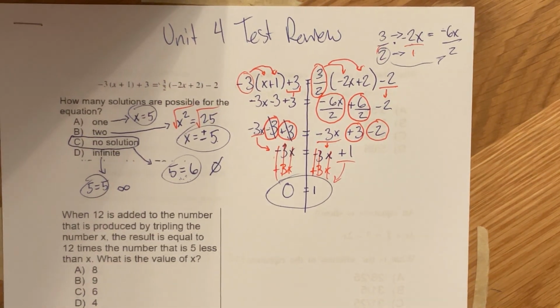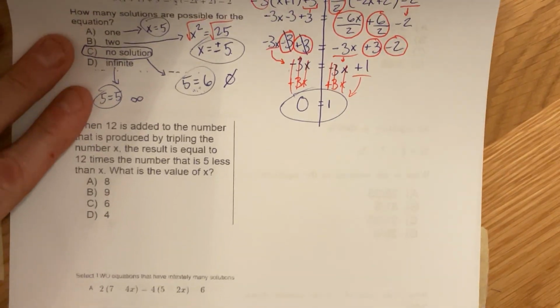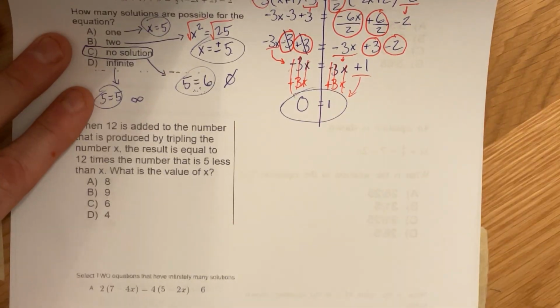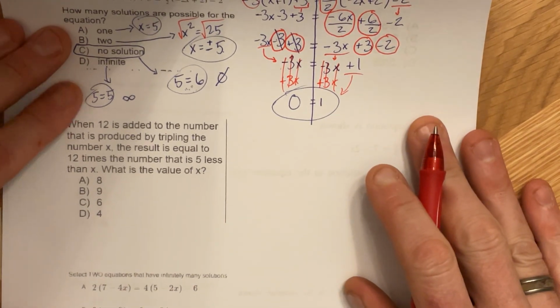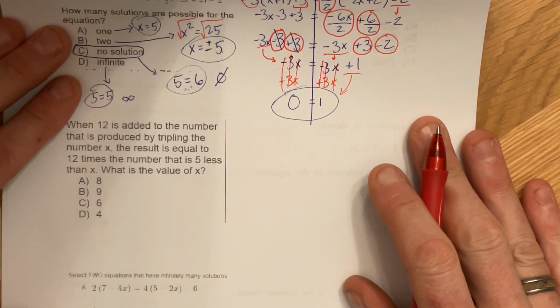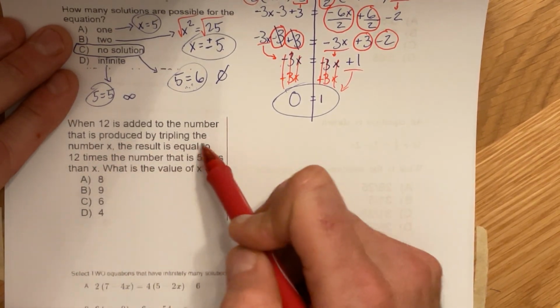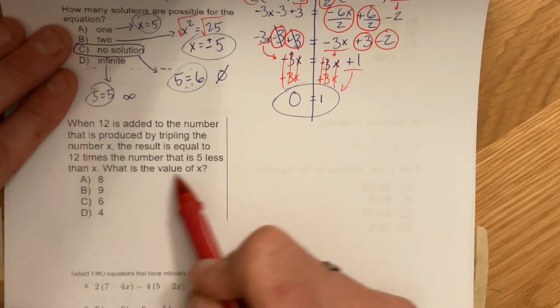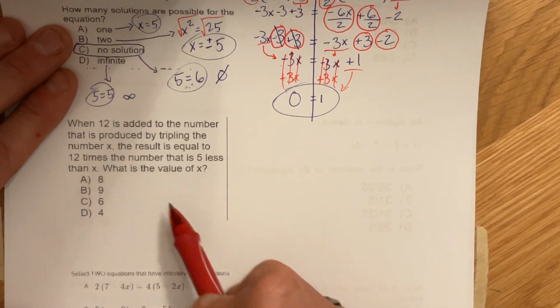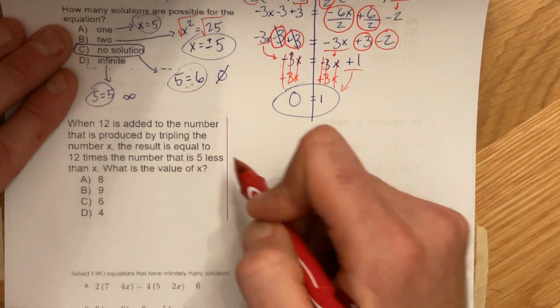Moving on to number 2, we did some work with word problems in class. And y'all, it's all about reading the whole problem, isolating that variable, and kind of working around that variable. So when 12 is added to the number that is produced by tripling the number x, the result is 12 times that number that is 5 less than x. What's the value of x? So starting here, man, that is a lot of words. It can be daunting, but let's see.